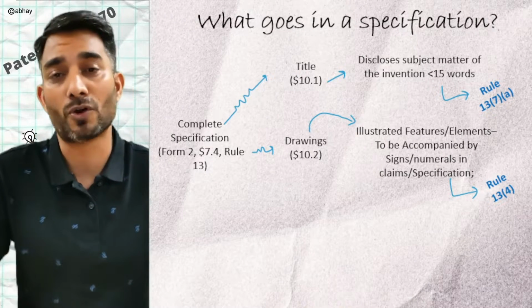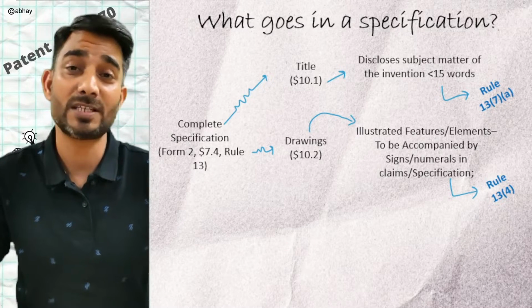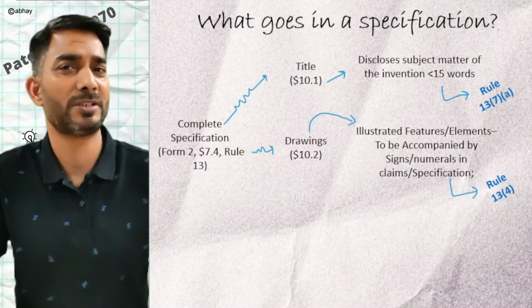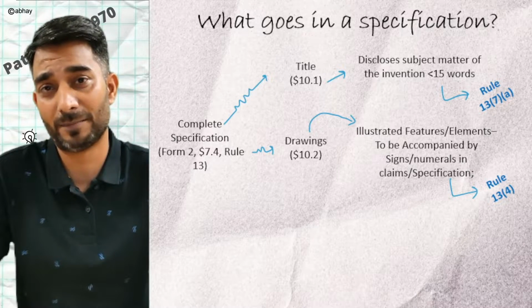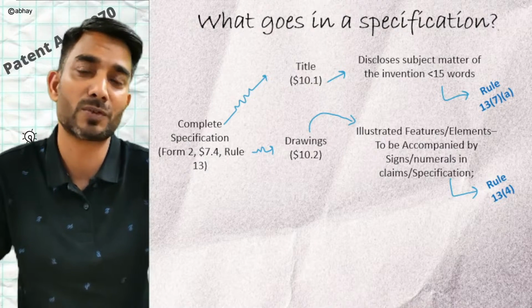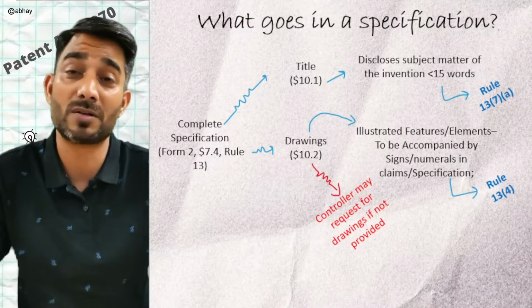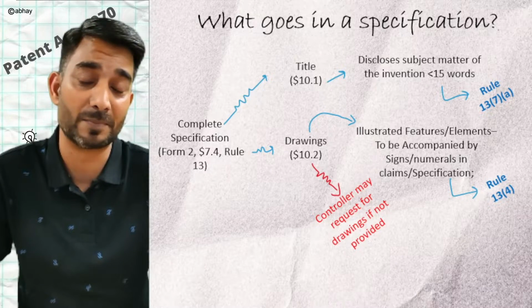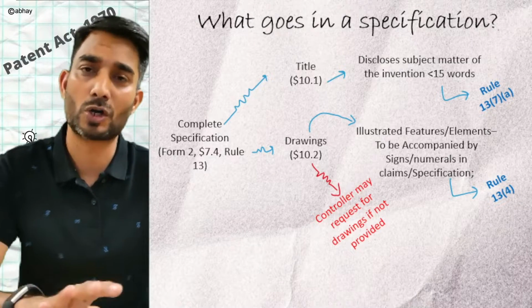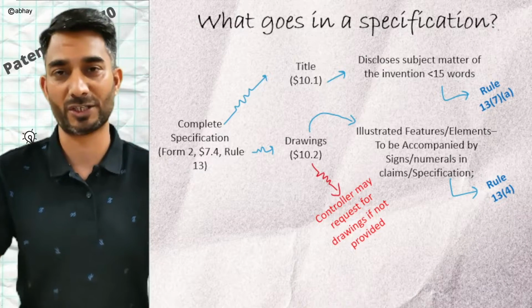Interesting fact about drawings is the controller can also request you to furnish drawings. There could be a scenario where you may not have provided the drawings, or there could be a scenario where you have provided the drawings, but the controller is of the opinion that more drawings could help. So in that case, the controller may request you to provide more drawings. All sorts of drawings, your drawings and the controller's requested drawings, also become part of the specification, the bundle that we are talking about.